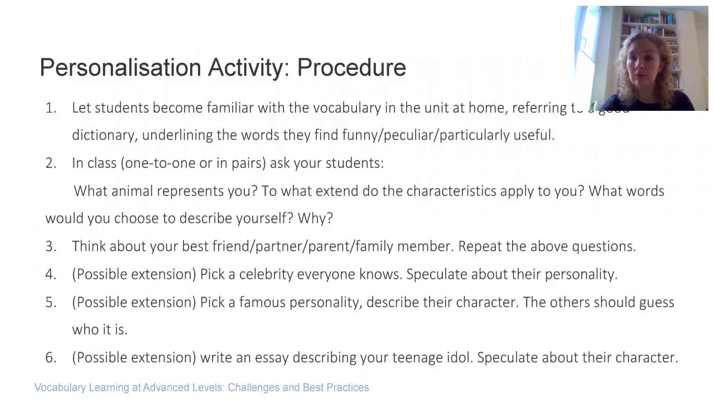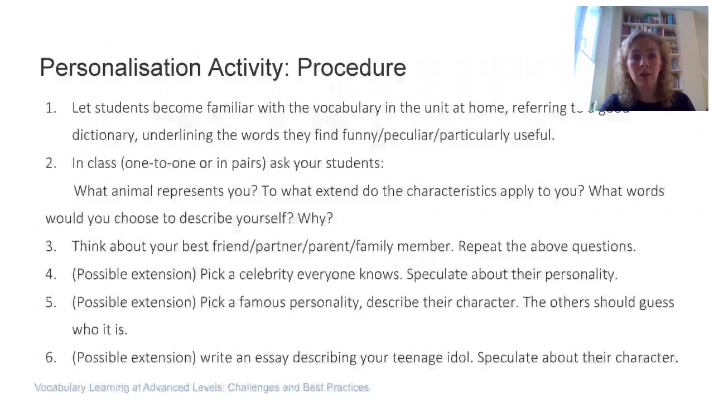Okay, in class, if you have a group or one-to-one or in pairs, doesn't really matter, you can ask your students, okay, what animal represents you? This one, yeah? To what extent do the characteristics apply to you? And of course, this is funny, this is not serious, there's a lot of puns in there, but they can speculate a bit.